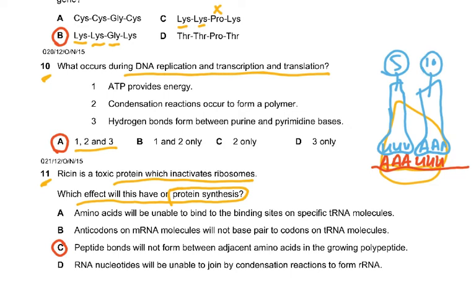Now what has to form? There has to be a peptide bond formed between these amino acids. But if the ribosome is not functioning well, the mRNA cannot be read into a protein. Forget the tRNAs, but basically it is to bring the right amino acid to this place. So peptide bonds will not form between adjacent amino acids in the growing polypeptide. So that's why the answer was this.